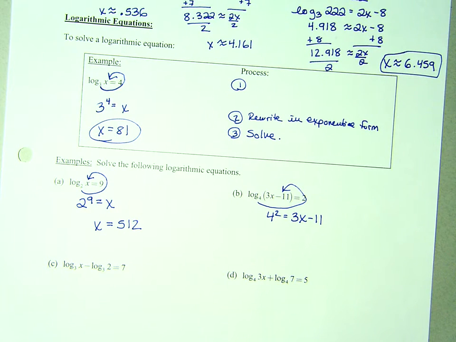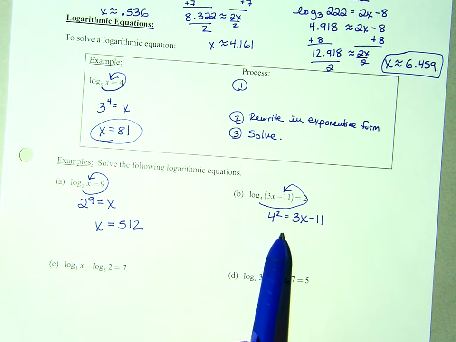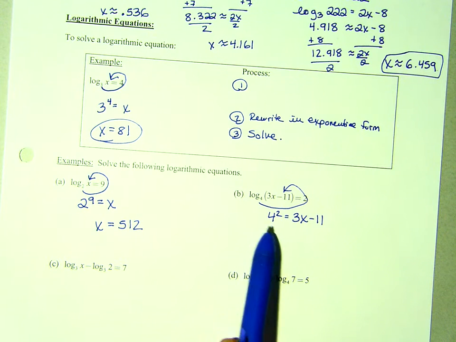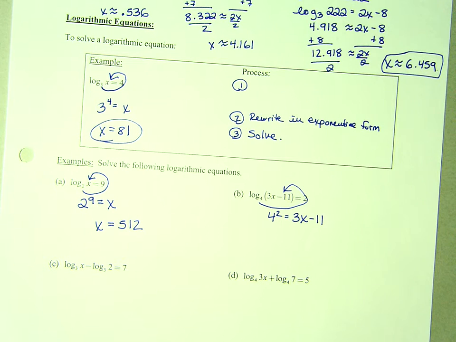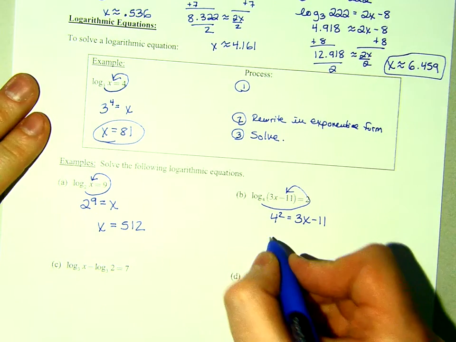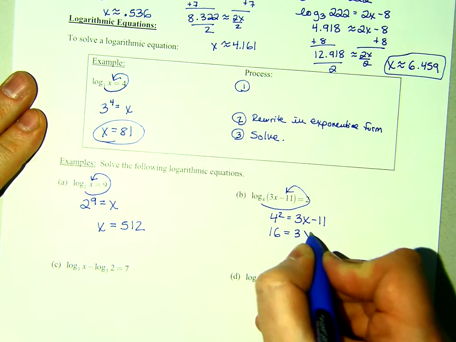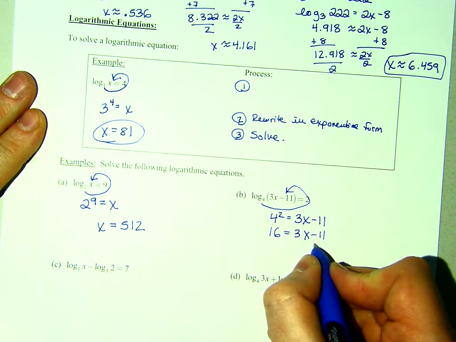4 to the 2nd equals the thing that was inside. It is really, really important. If it's in log form, you're not going to have logs in your second step. Every year I get someone who goes like log base 4 of 2. No logs, then no logs. This is 16. 16 equals 3x minus 11. What's the answer? 9.